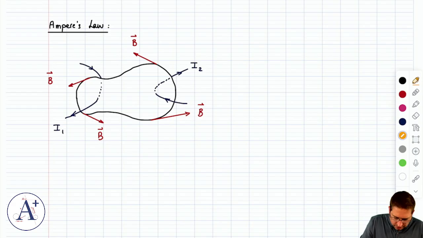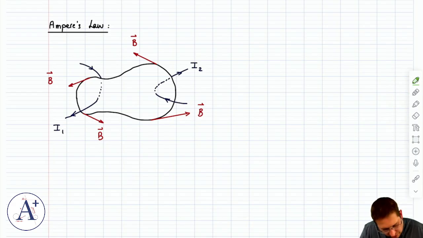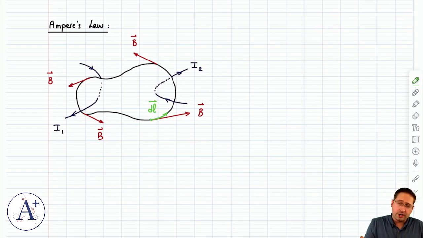What we're going to do is take this contour and give it an orientation. When we say give it an orientation, we mean we're going to give it an overall direction, which is counterclockwise. And at each little point here, where the magnetic field is tangent to the contour, I'm going to have dl like this.